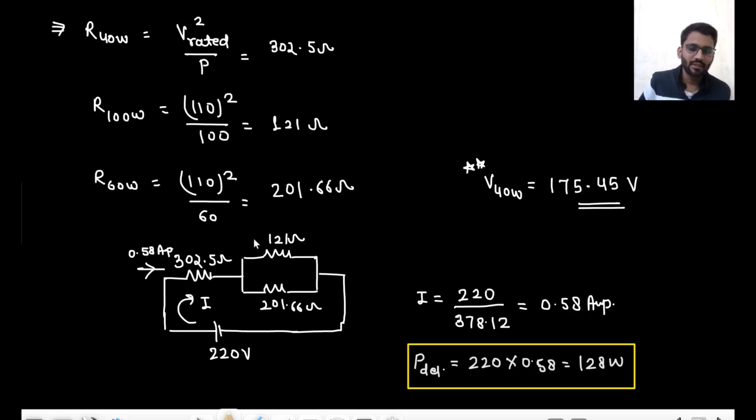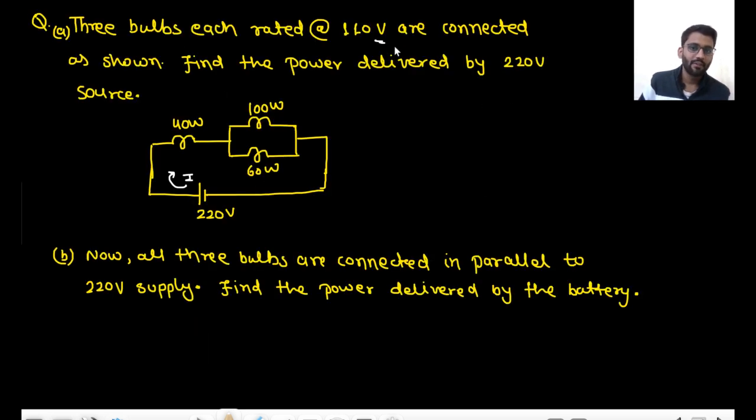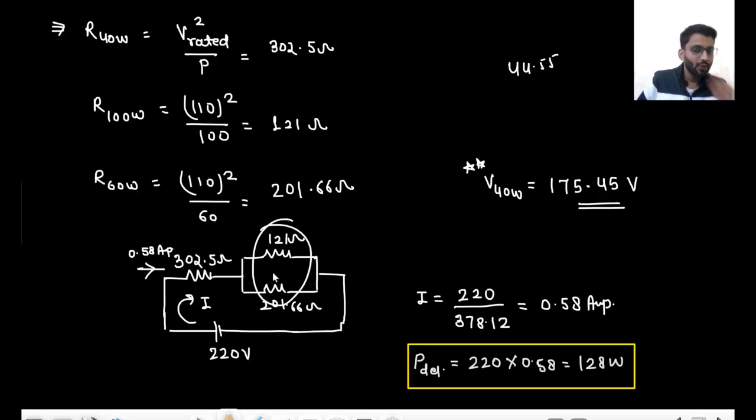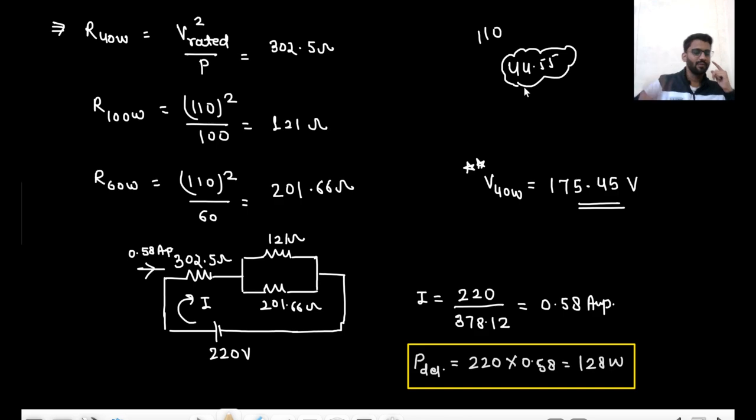Okay. And what about these two? What is the voltage drop across them? 220 minus 175.45. The voltage across both of them is 44.55, but rated was 1110 volt. Now these two bulbs will not burn out, but they will give very dim light, because we needed 1110, but we are having only 44.55. So are you getting the concept of bulb now?